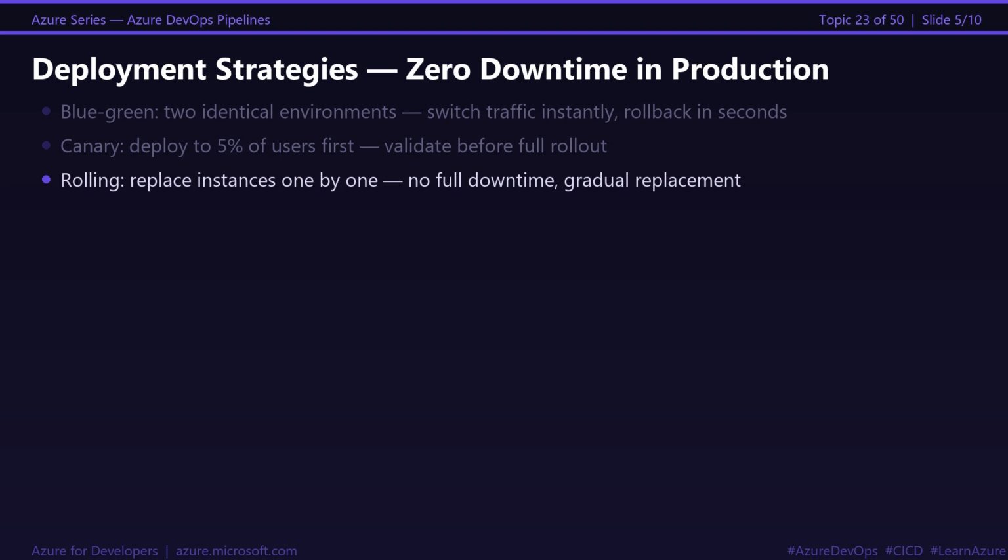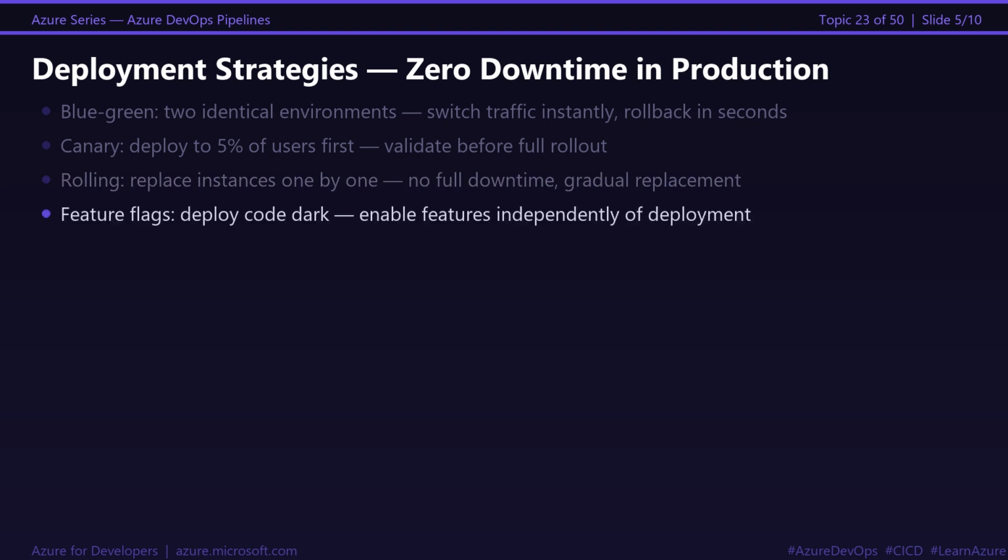Canary deployment takes a different approach. Deploy the new version to 5% of your servers. 5% of real traffic hits the new version. Monitor error rates and performance. Looks good? Roll out to the remaining 95%. Problems found? Roll back just those 5% servers.